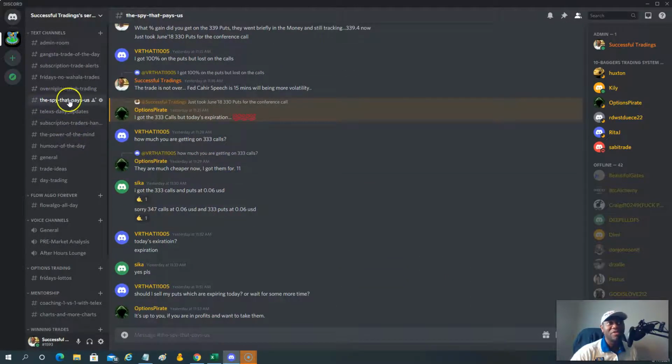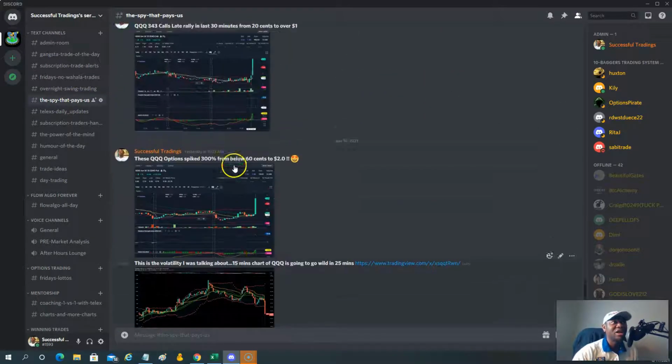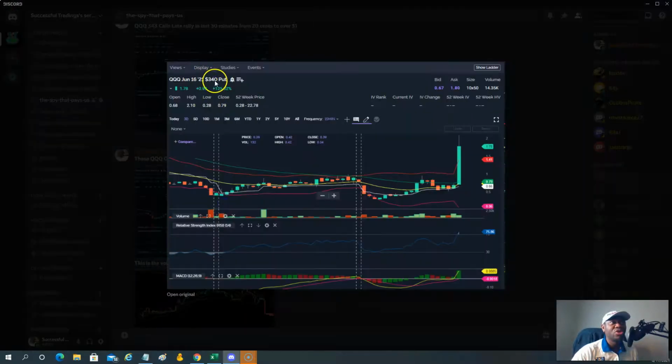I have to scroll down. So yeah, we even have a channel that says the SPY that pays us, but we are not trading SPY for a reason that I explained. So this is what we were trading yesterday. So QQQ 340 puts. These puts were out of the money for a while, but because we know the research gives us the range. So what I'm going to do actually, if you're interested, let me know in the comments such that I can share this research that helps us know how to pick the strike price.